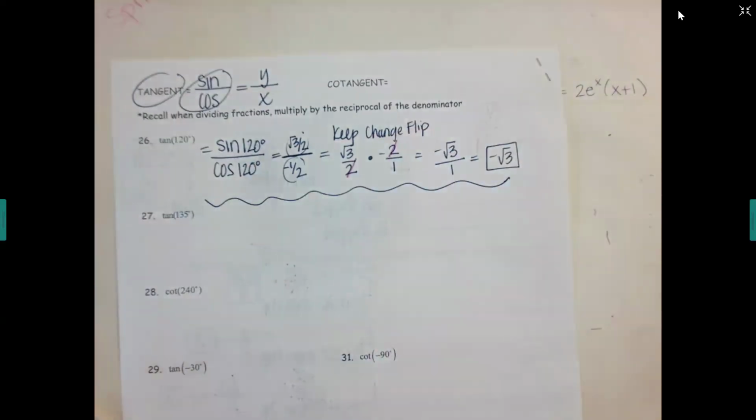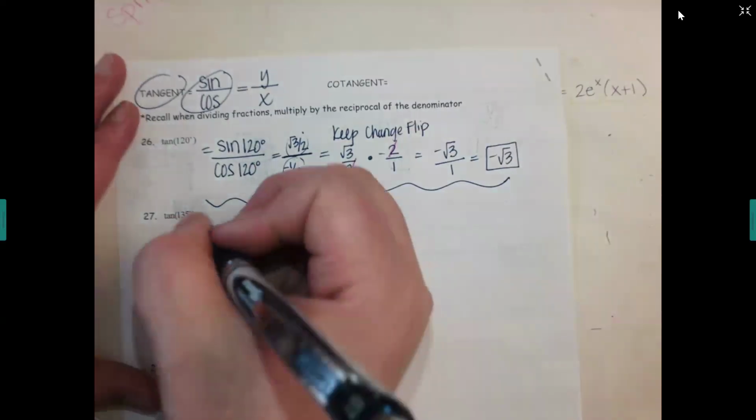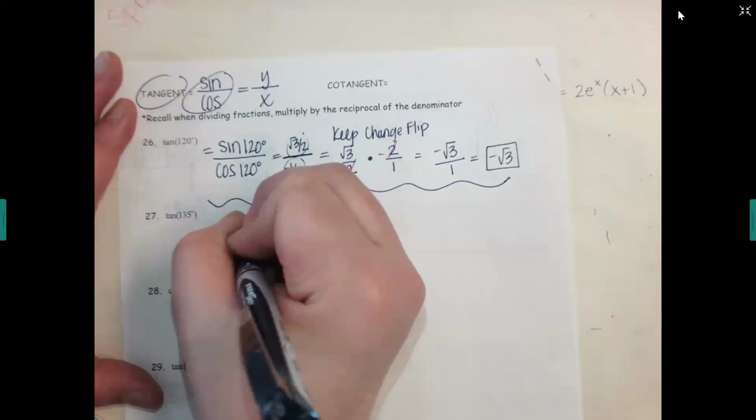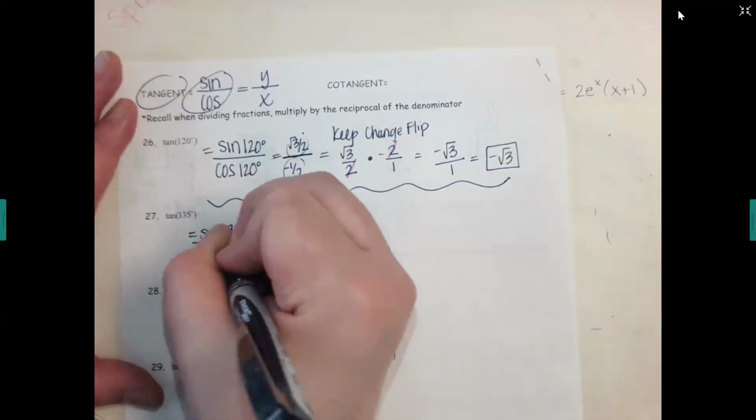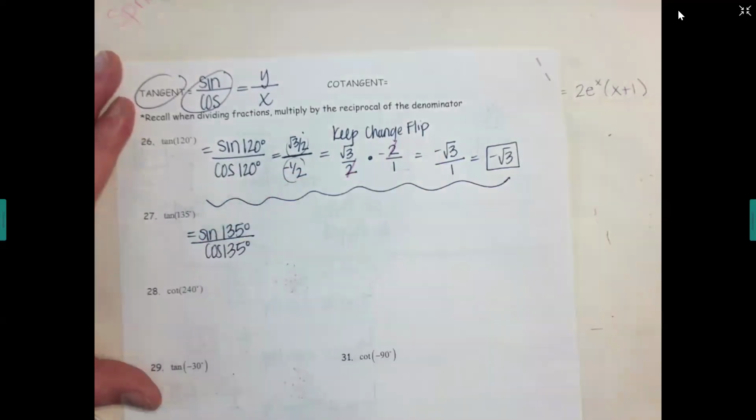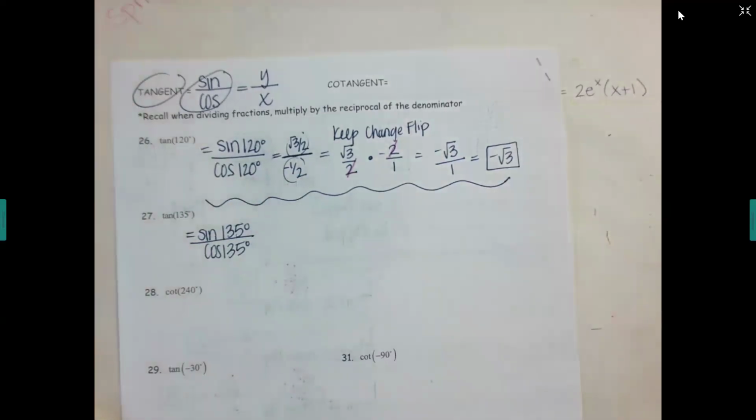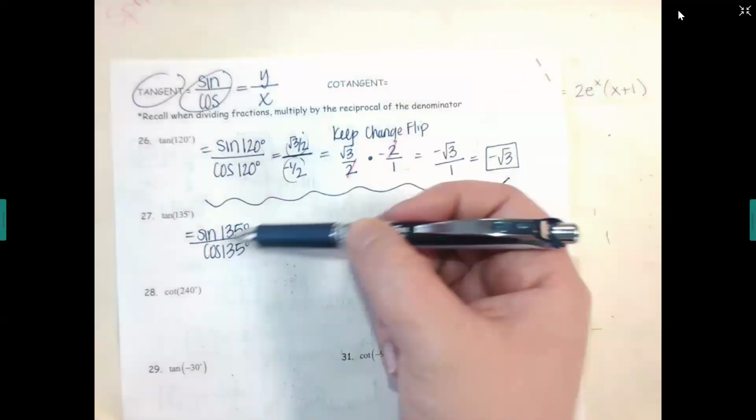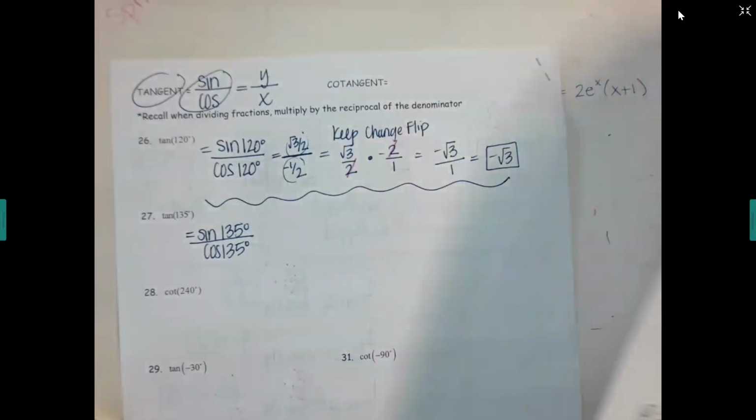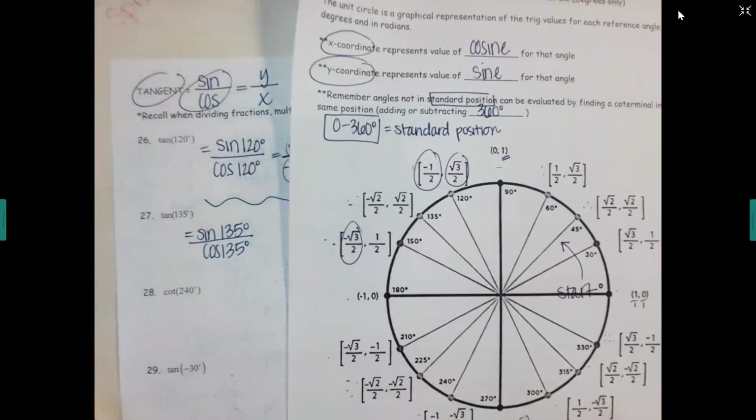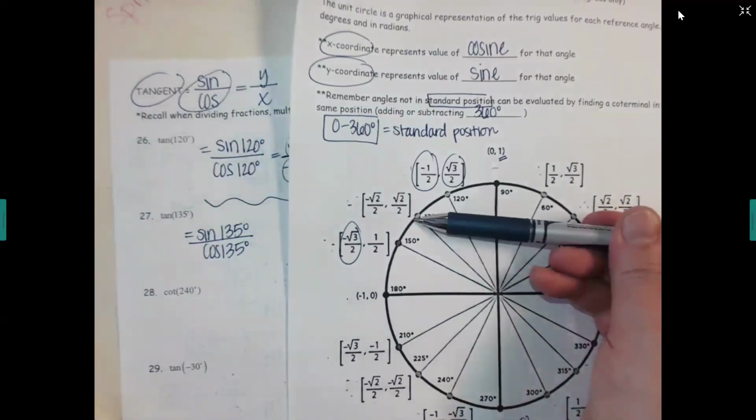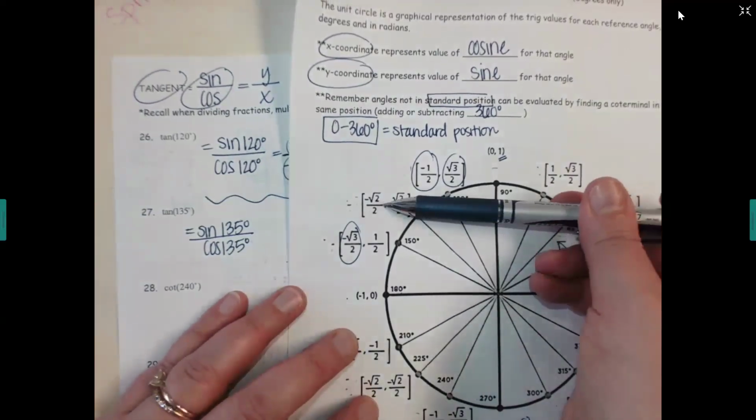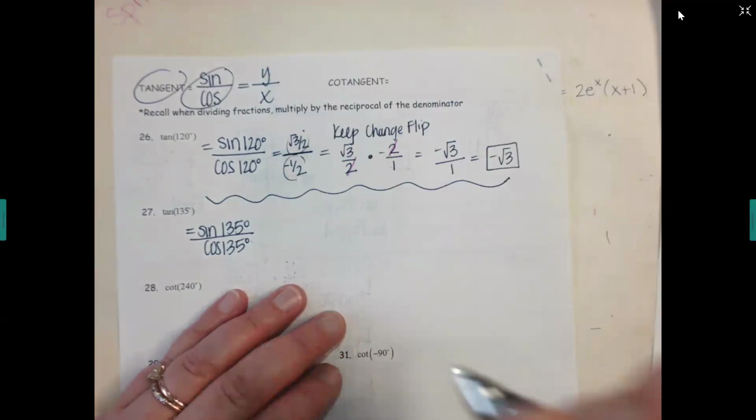All right, let's do another one like that. I want tan 135. Well, then I know that tan 135 is going to be sine 135 over cosine 135. Okay, then remember, we know also that that's going to be whatever the y is over the x at that position. So find 135 on your circle. 135 is right here. And I see that my y is a root 2 over 2. My x is a negative root 2 over 2.